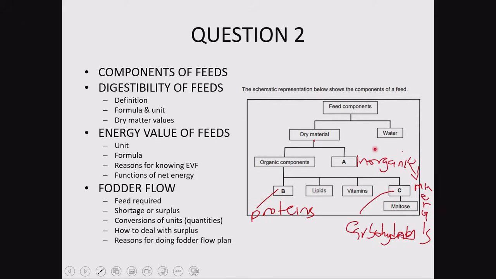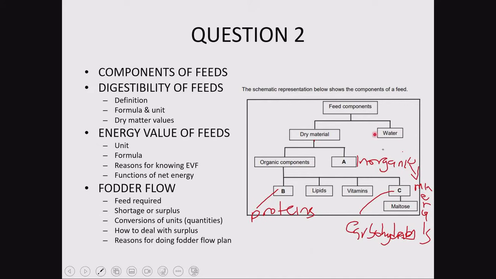Now the inorganic components of feeds, which is this part. Examples are the minerals. You must know all the minerals. I said you have calcium, you have iron, magnesium, etc. Lastly, functions of water are also important. You must know the functions of water in animal nutrition. For example, water acts as a solvent. Water takes part in the chemical reactions that take place in the body of an animal. So that is all about the components of feed.